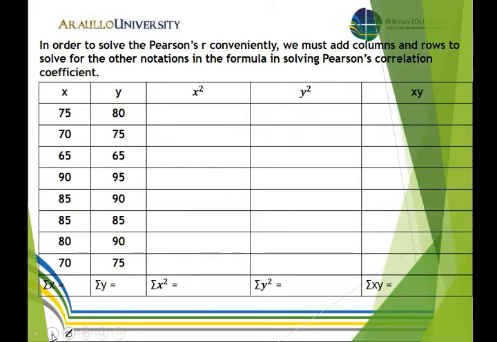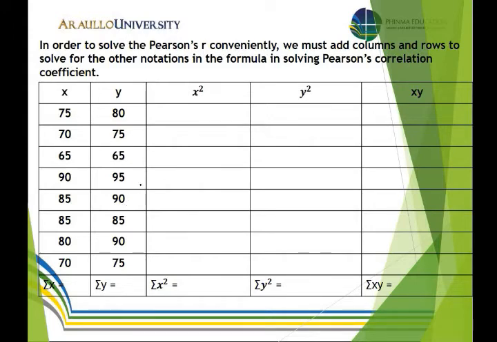So, in order to solve the Pearson's R conveniently, we must add columns and rows to solve the other notations in the formula in solving Pearson correlation coefficient. So kasi kailangan natin ma-identify also the summation of x, summation of y, summation of x squared, summation of y squared, summation of x and y. Okay. So as you can see, nakasulat na yung grades ng 8 students, which is 75 for first grade hanggang 70, and then 80 second periodical grade hanggang 75.